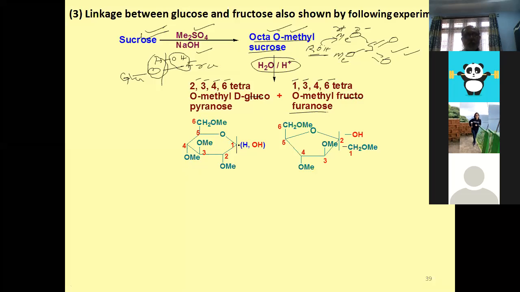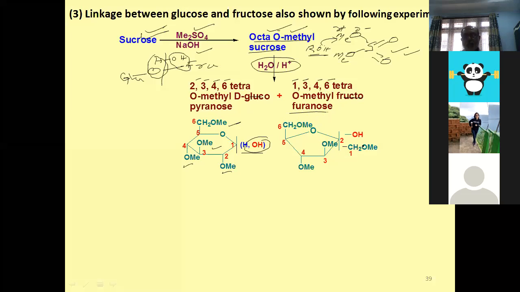You see here. This is 1. There is no OMe. 2, there is OMe. 3, there is OMe. 4, there is OMe. And 6, there is OMe. And in 1 there is no OMe; it has become OH. And this is the part obtained from glucose. So we get 2, 3, 4, 6 tetra-methyl glucose, and from here we get 1, 3, 4, 6 tetra-methyl fructofuranose. That means it is a 5-membered ring.